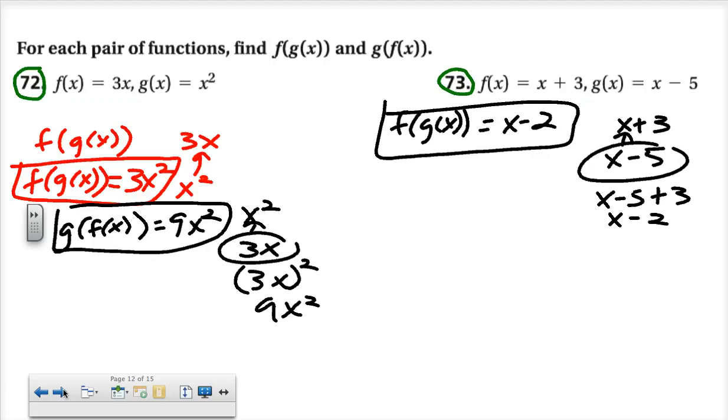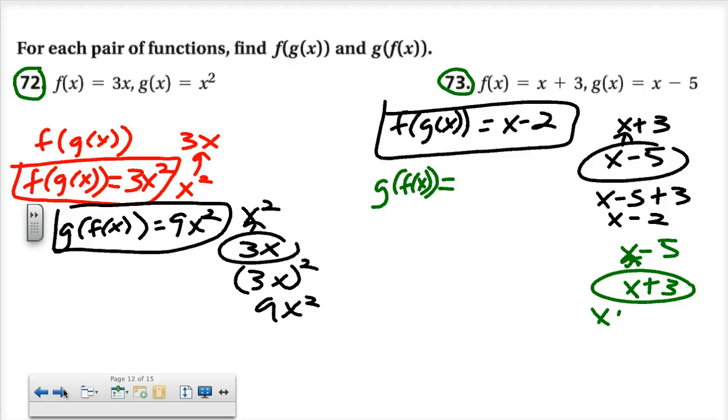And then g of f of x. Well, g of x is x minus 5. F of x is x plus 3. Wherever I see an x in g of x, I am to replace it with x plus 3. So x plus 3 minus 5, and that will give me x minus 2. So one example here of where f of g of x and g of f of x do not come out to be the same, and then an example where they do come out to be the same, just so that you can see that each one of them needs to be checked.